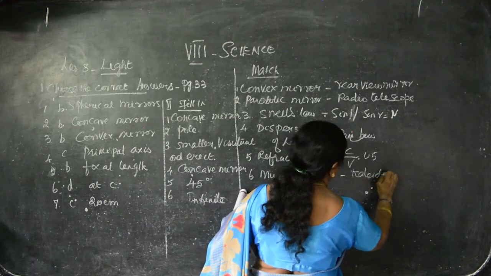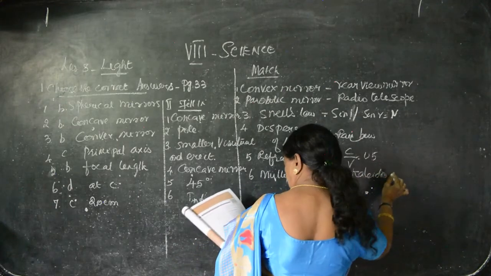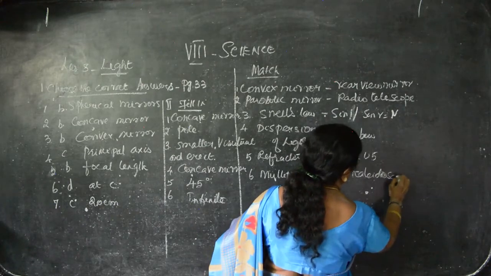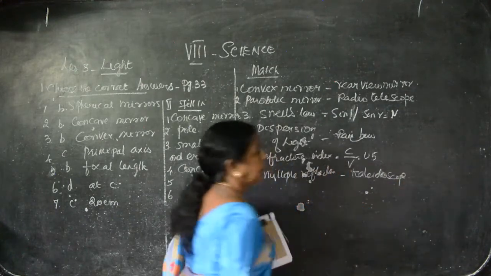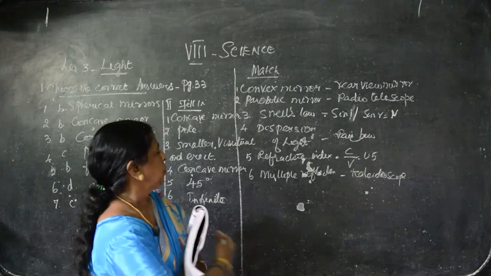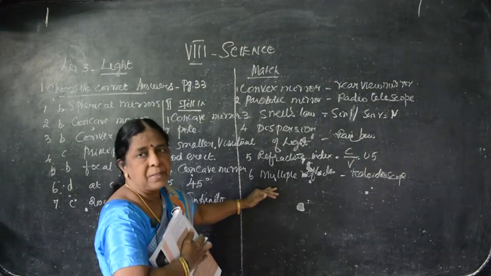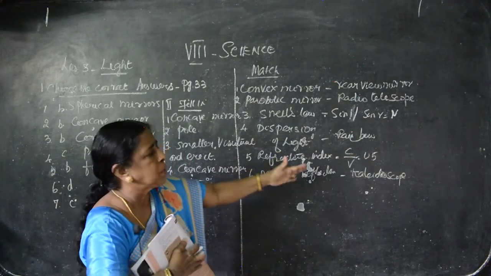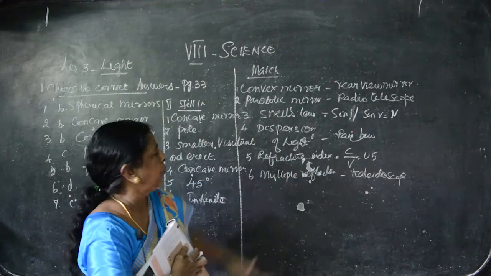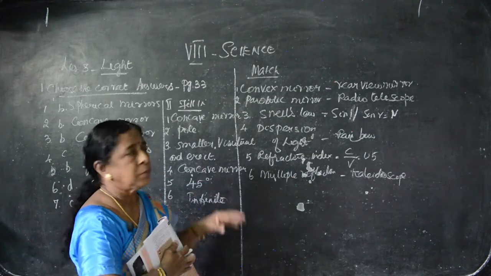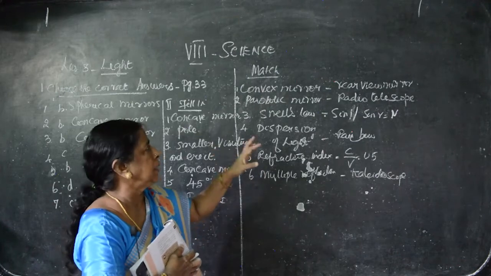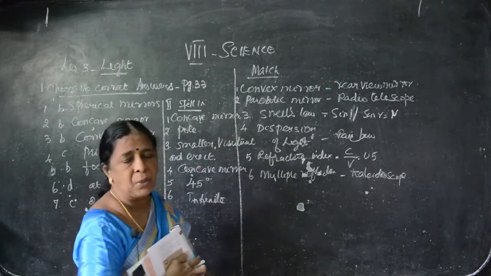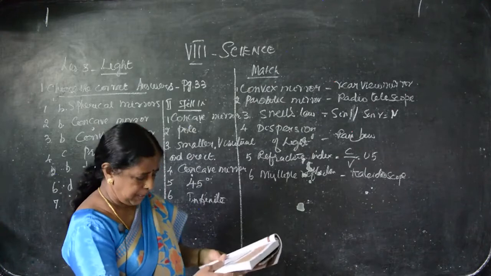Kaleidoscope. Actually, kaleidoscope. Clear? So, multiple reflection is not given, as well as c by v is equal to u5. That is not given. So, because of that, I wrote both the things, A as well as B. Match the following, copy down. Clear? Next one.